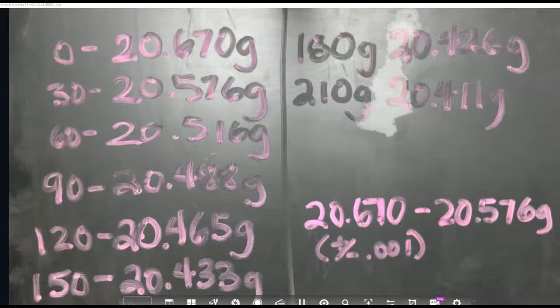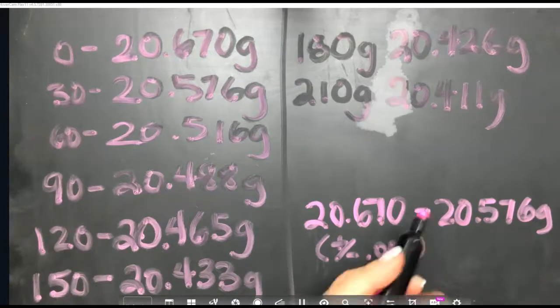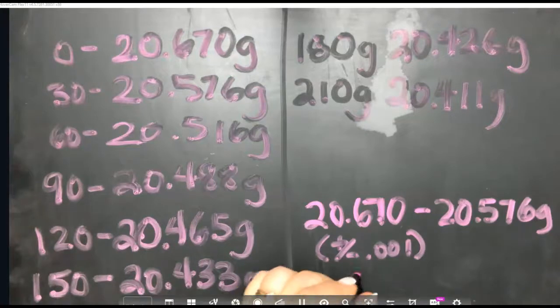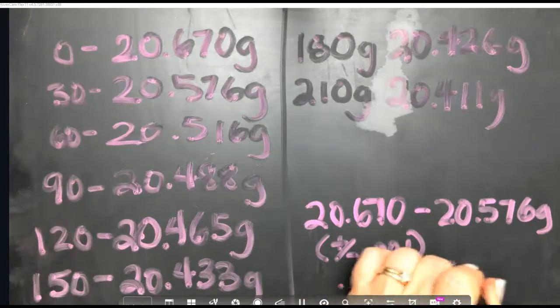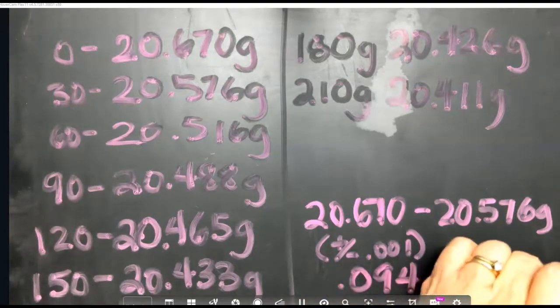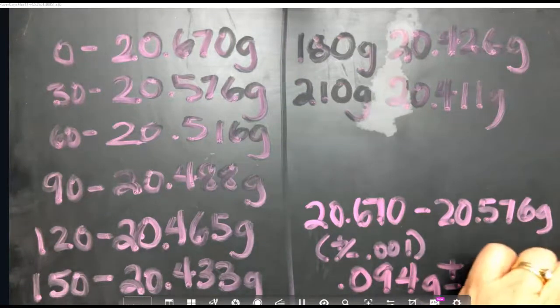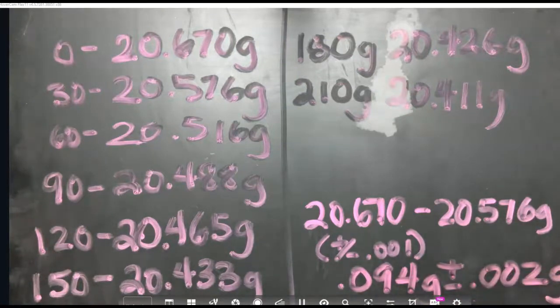20.67 minus 20.576. And so I have this particular first amount of gas release was 0.094 grams plus or minus 0.002 grams. And so that's an absolute grams value. So that's the kind of calculation you're going to need to place. So for 30 seconds, in the first 30 seconds, we lost 0.094 grams.